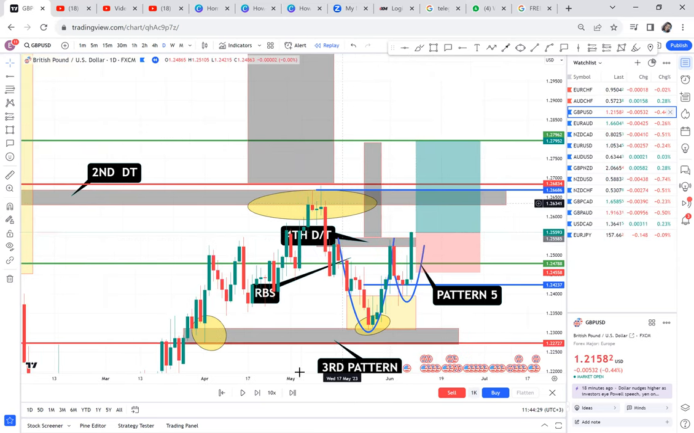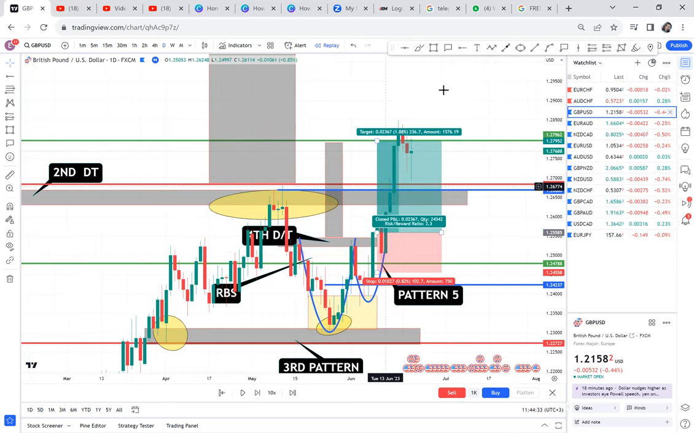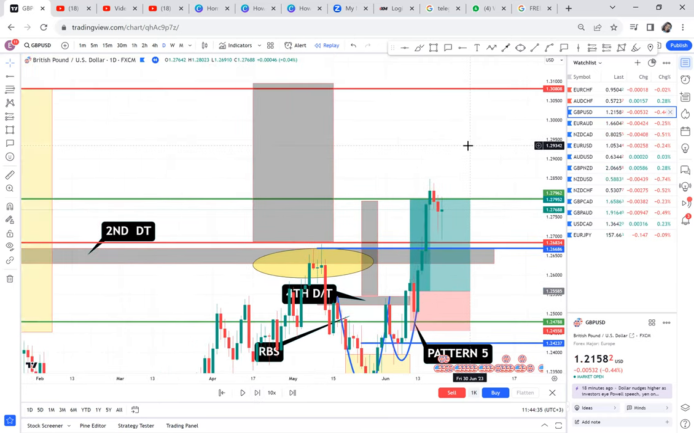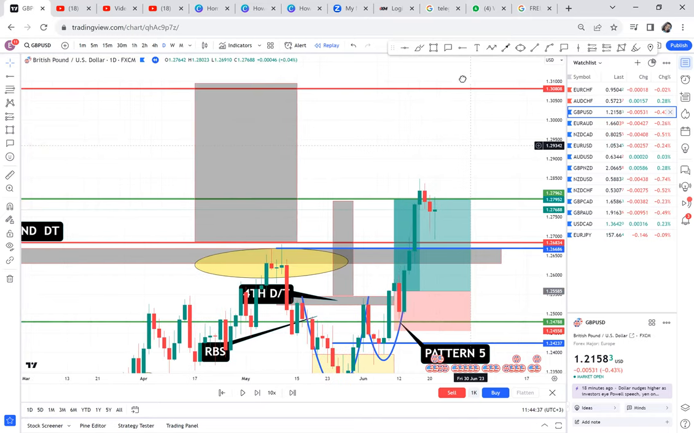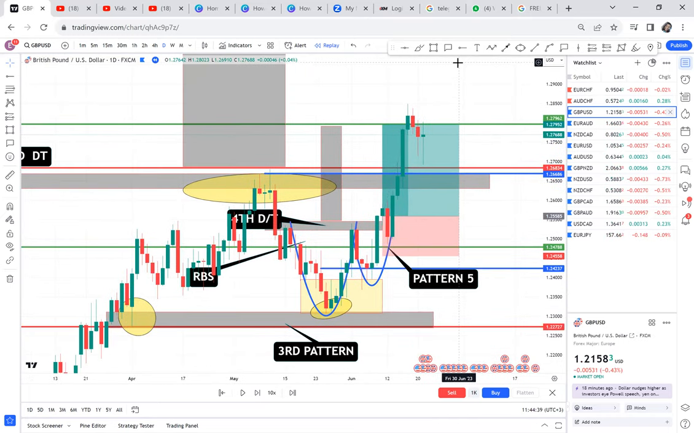So if you enter that market, this is what happened. Guess what? The market hit the take profit of the cup and handle. So always know, when the market reaches pattern three, it will have to complete. If the market reaches pattern three, they will use either pattern three, pattern four, pattern five, pattern six to complete the take profit.